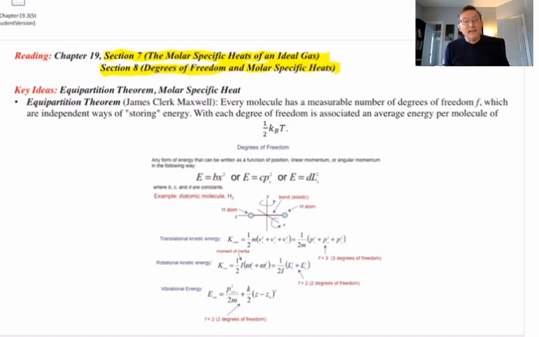Now, what's important to keep track of is a couple of things. What kind of gas is it? What are the constituent particles? What are they? Are they single atoms like helium? Or are they molecules like hydrogen gas, which is diatomic?